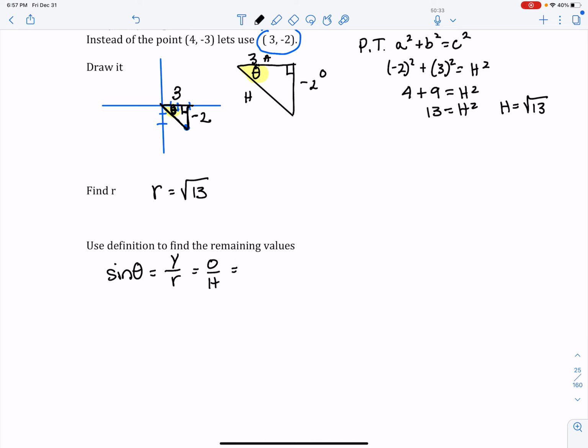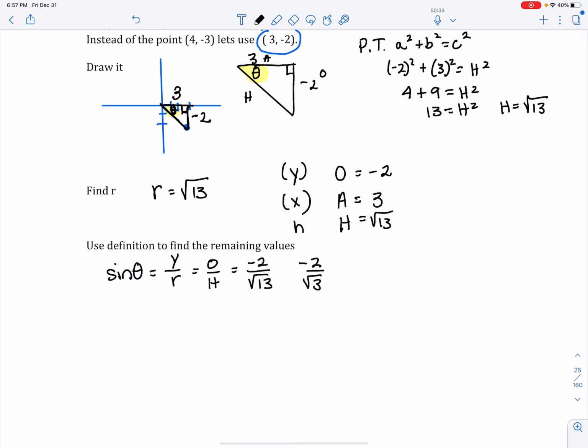Okay, so let's write out what we know. The opposite side is -2, and remember that's y. The adjacent side is 3, which is the same thing as x. And the hypotenuse, which is still the hypotenuse, either way you go, is the square root of 13. So if I write that out, I get -2 over the square root of 13. I've got to rationalize that. So I'm going to multiply both by the square root of 13. So I get -2 radical 13 over 13.